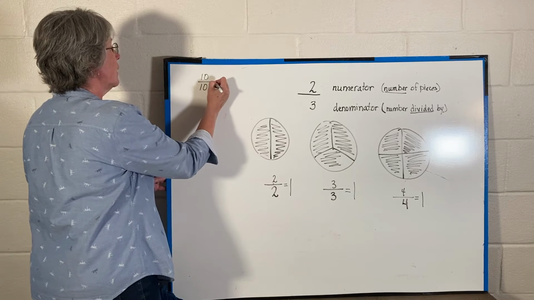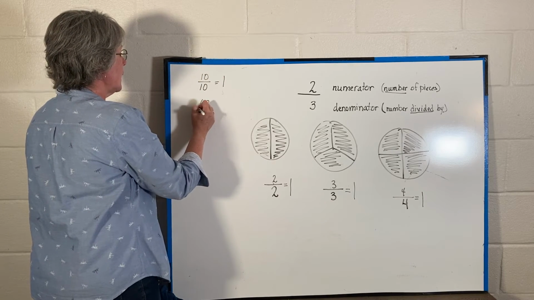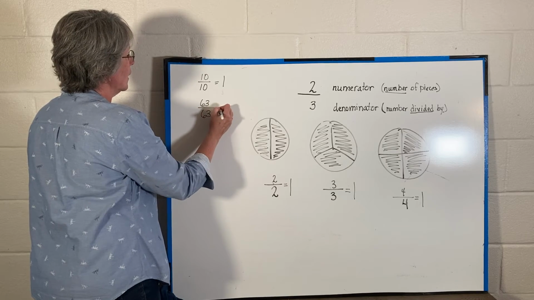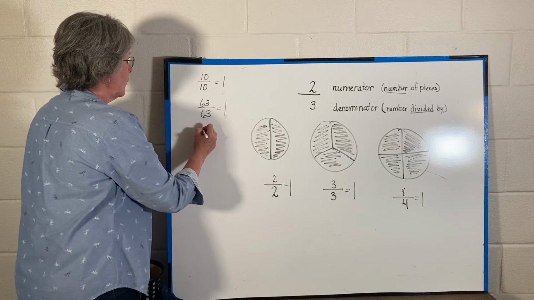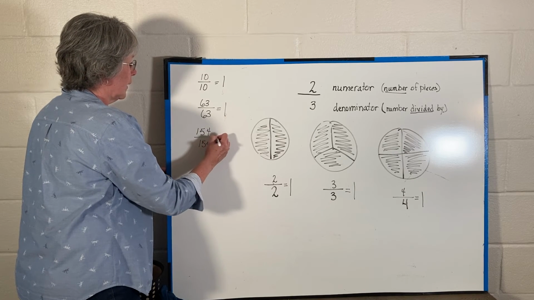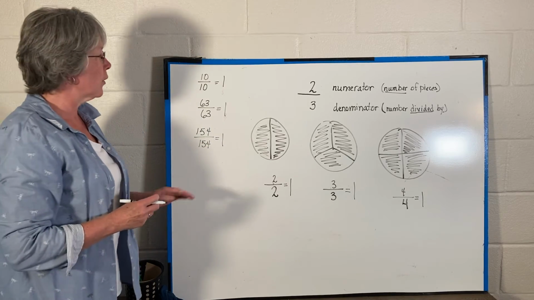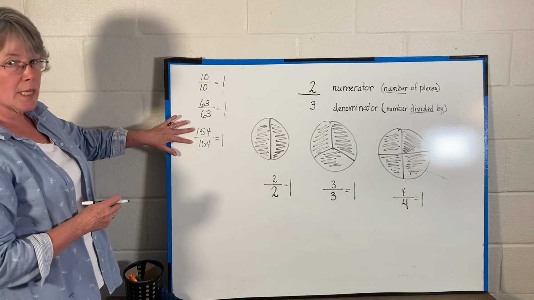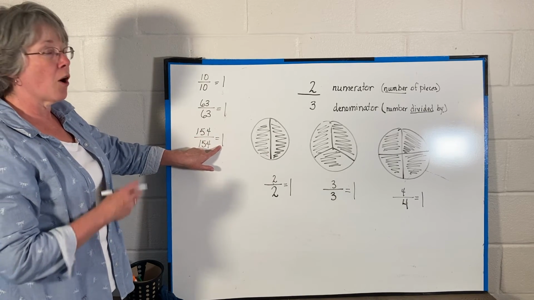10 of 10 equals 1. 63 of 63 equals 1. 154 of 154 equals 1. It doesn't matter the number as long as the numbers are the same in the numerator and the denominator. They will equal the whole thing.